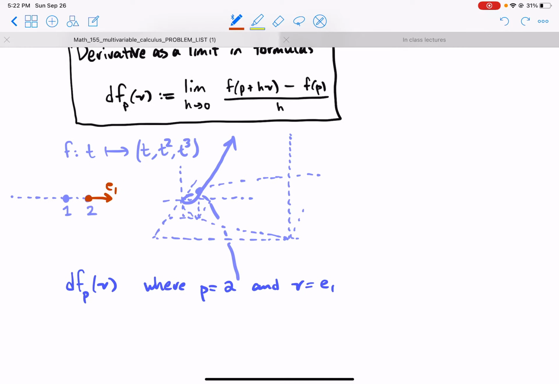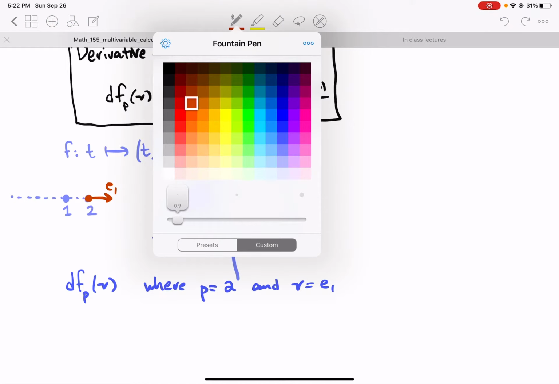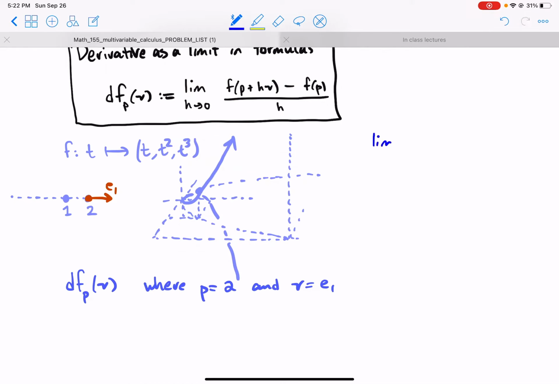Okay, so let's just rewrite the limit formula. So the limit as h goes to 0. So h is a real number. It's actually going to be our only variable. P will be 2, so this is not a variable. V is specifically the E1 vector, so it's not a variable. But h is going to be our variable. And then we have f of p plus hv minus f of p. So that's the output change, it's a vector, and then we divide it by some real number, h.